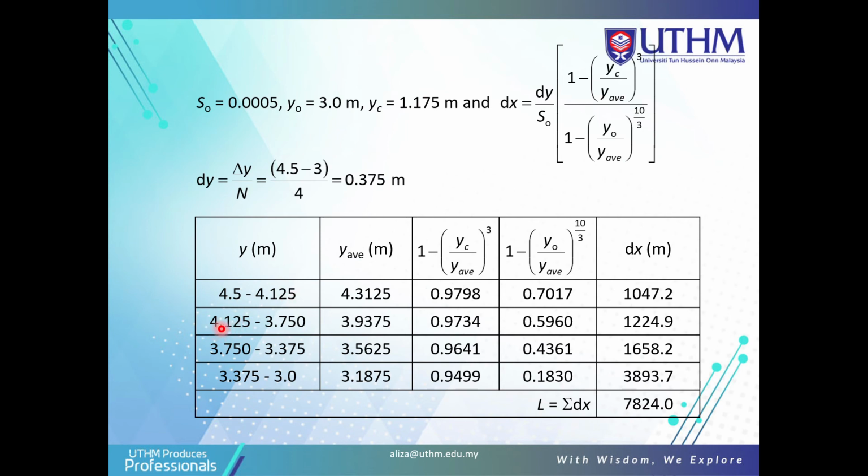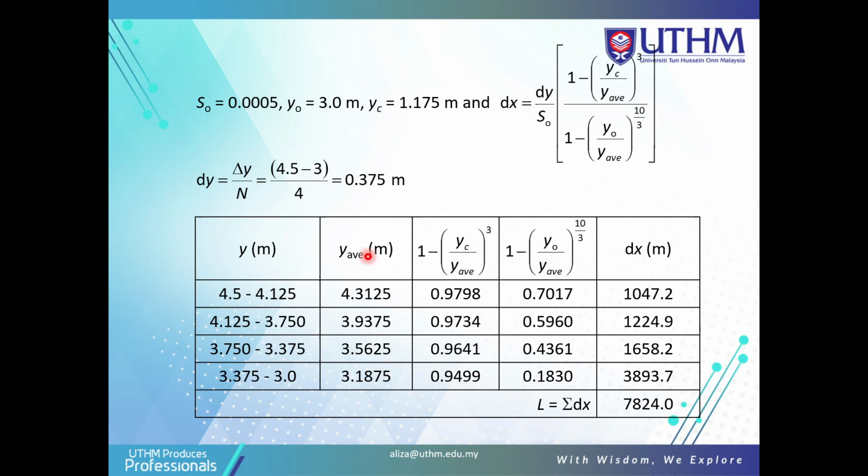Okay, so 1.125, then minus this one, so we get 3.750. Okay, and 3.750 minus this one, so we get 3.375, and 3.375 minus 0.375 here, so we get the 3 here. Okay, so to get the y average, you must do the average of this y. Okay, 4.5 plus 4.125 and divide by 2, so we get the average here. Okay, 4.125 plus 3.750 divide by 2, so we get this value, and so on.